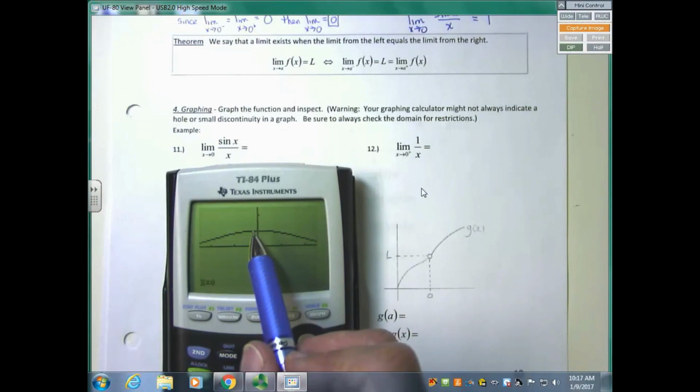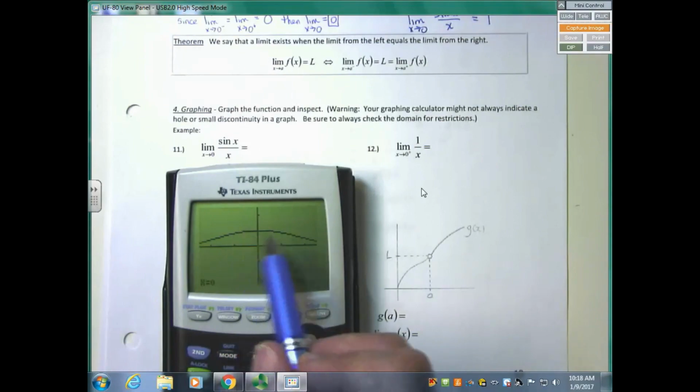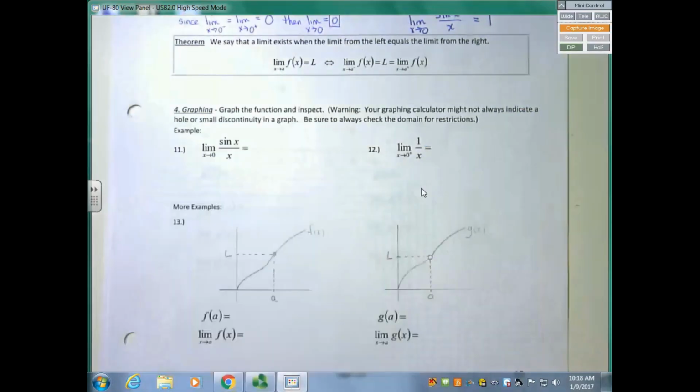But remember, right at 0, there's an error. That's 0 over 0. There is no value right there. But that doesn't matter. What matters is what you're getting close to. So we are approaching 1 from both sides of 0. So that is our answer, 1. You can look at the graph as well.